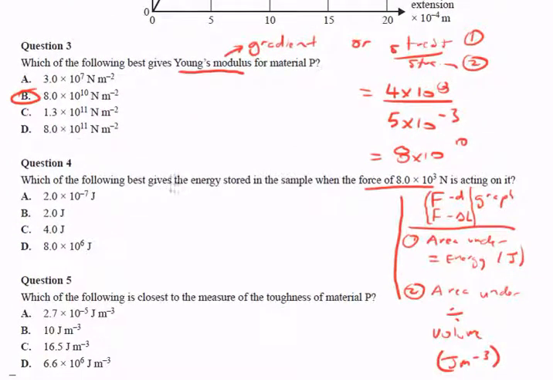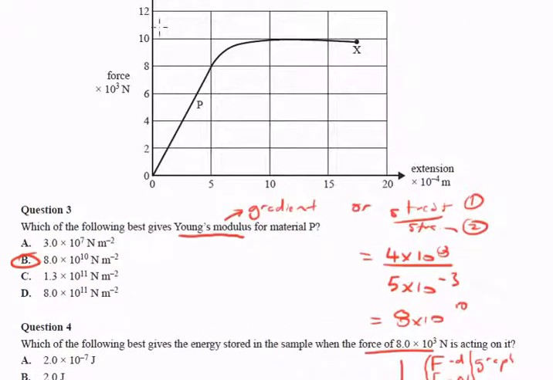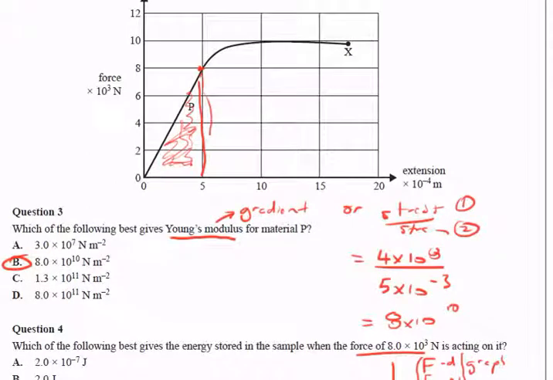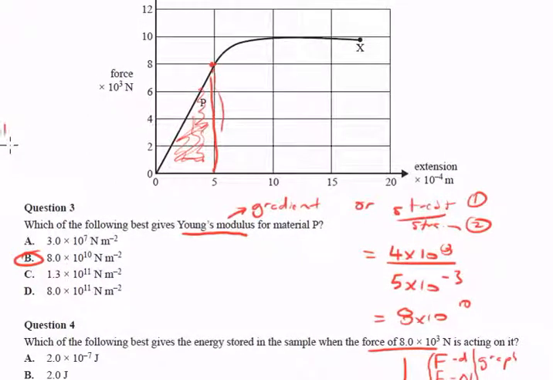Anyway, which gives the best energy in joules? It's given it away here, so we're doing this one here, which is just the area under the graph when a force of 8 by 10 to the 3 is acting on it. So here's this thing here. What's the area under the graph? Well, it's a triangle, right? The area of a triangle is a half base height. So that's what I'm going to be working out with.